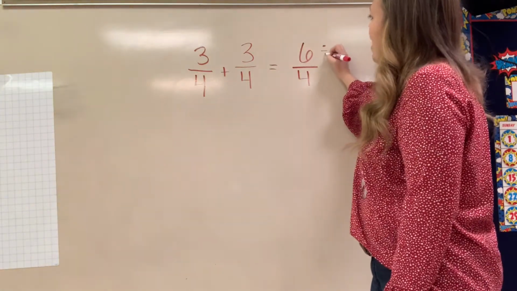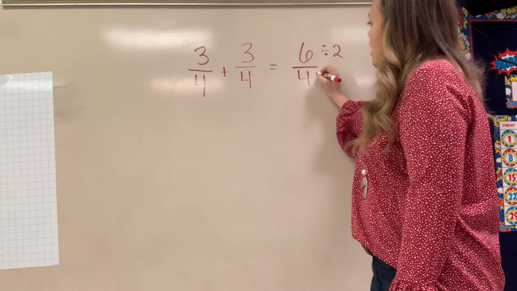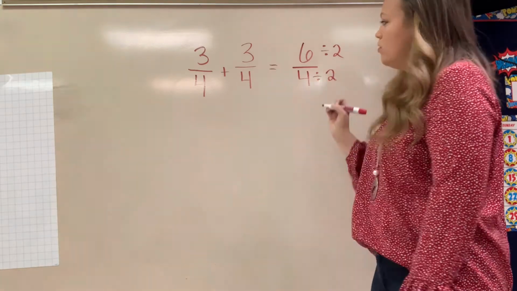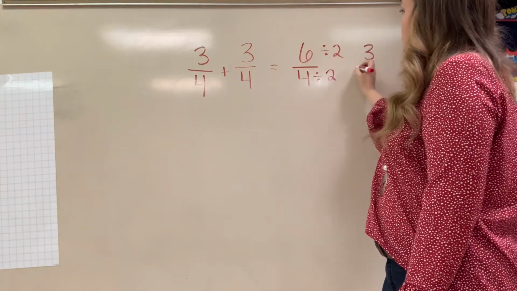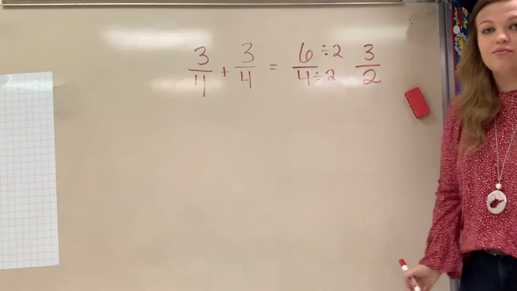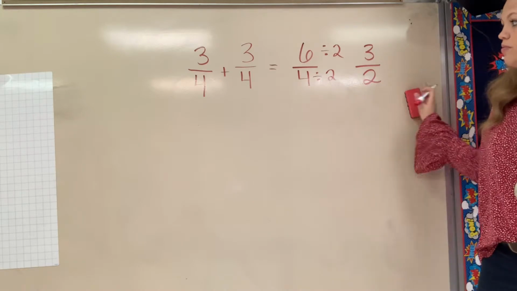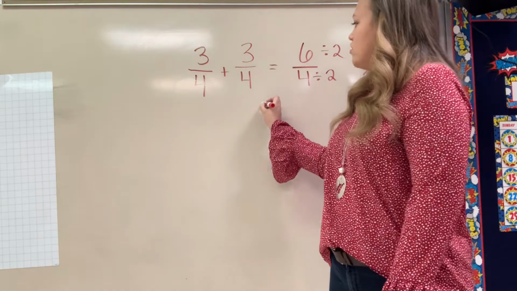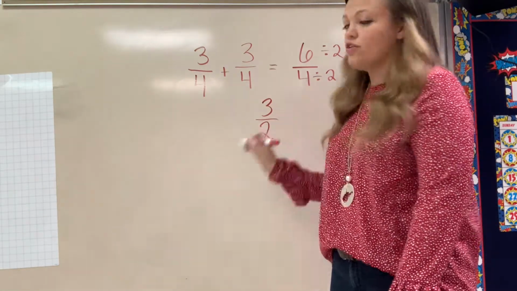So if we divided the 6 by 2 and the 4 by 2, then we would get 3 halves, 3 over 2. Sorry, probably can't see. 3 over 2. I'm going to go ahead and rewrite this here so you can see it a little better. So my answer is 3 over 2.